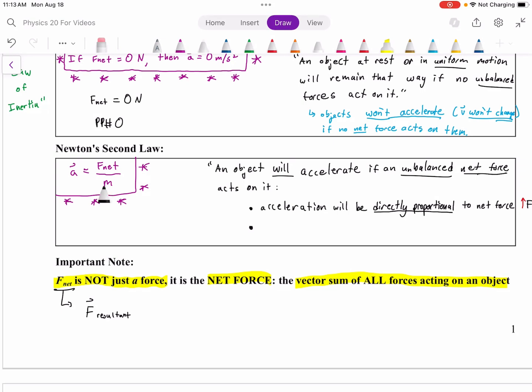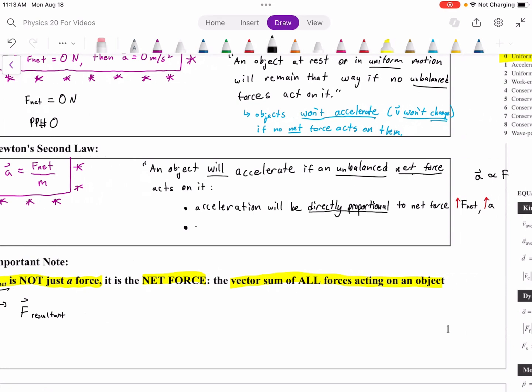If something is bigger, let's say a truck versus a bicycle, do you have to push the truck harder or less hard to cause the same acceleration as the bicycle? If something's bigger, you need to push it harder if you want to cause the same change in motion. So the bigger the mass, the smaller the acceleration if you push them the same amount. Stated formally, the acceleration is inversely proportional to the mass of the object.